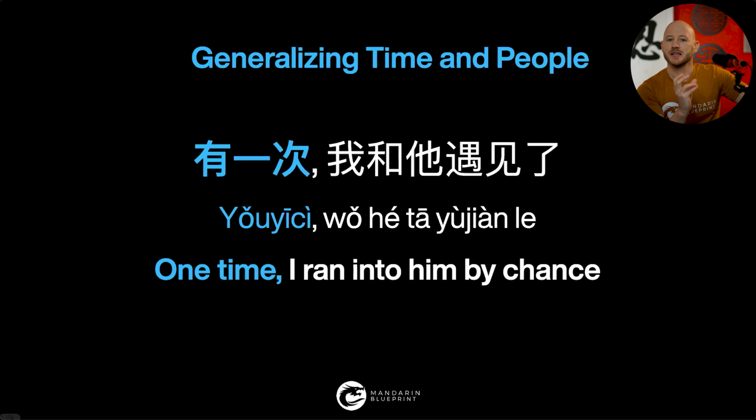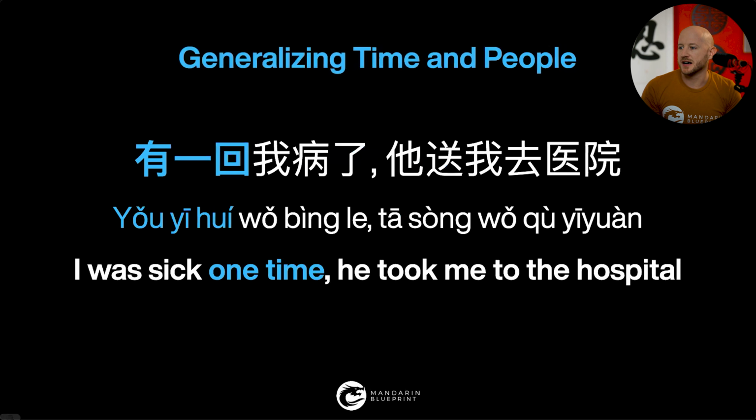By putting 有一次 at the beginning, you're specifying for the person you're talking to that I'm not saying this happened yesterday. I'm just saying that there was a time. I'm not even saying when. This is why it's generalized. It could have been 20 years ago. I'm just saying it happened before. 有一次. Now, in the case of 有一回, it's essentially the same thing, but I do get a feeling with 回 that there's some degree of process to it. So let's look at this sentence.